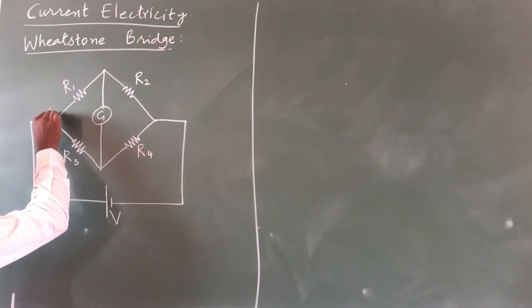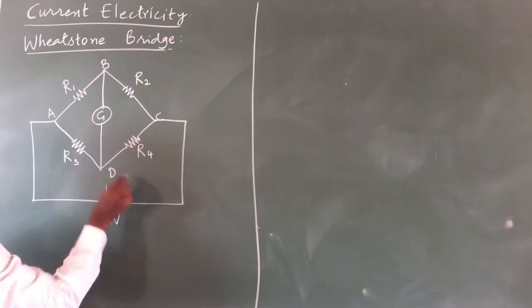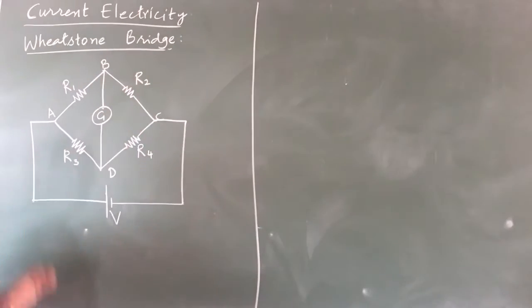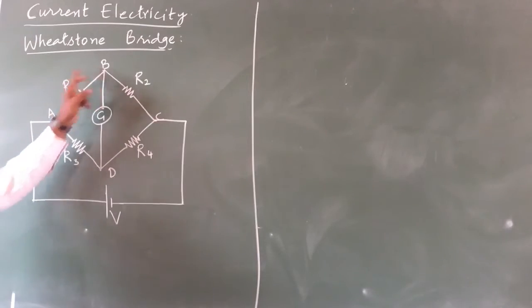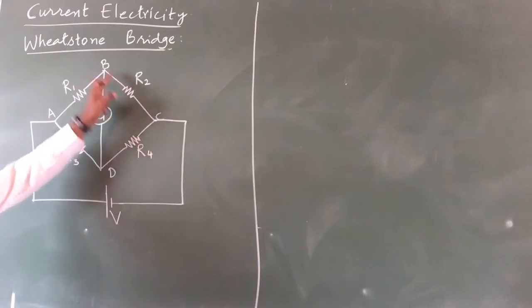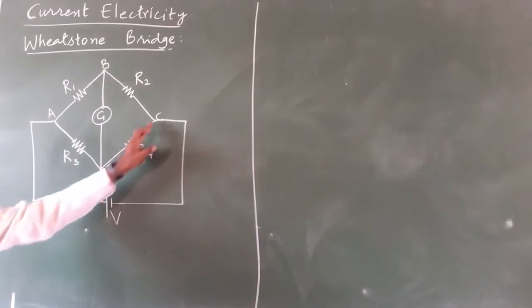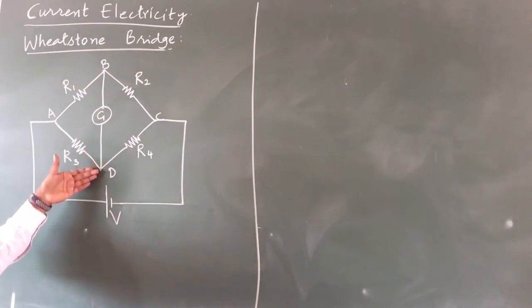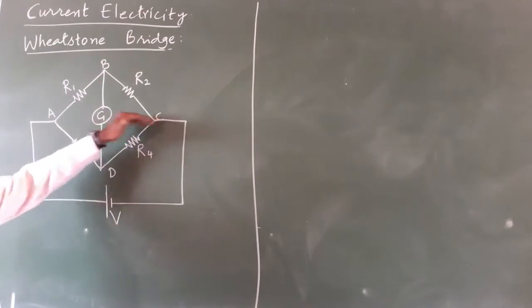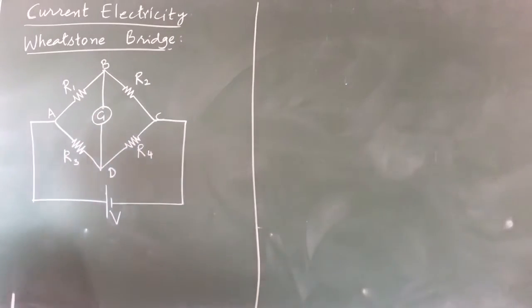Let us say these are points A, B, C and D. I have got 4 points labeled. R1 is connected between the branch AB, R2 between B and C, R3 between A and D, and R4 between C and D. Across one diagonal we have the galvanometer, and across the other diagonal I have got a battery. So this is my Wheatstone network.